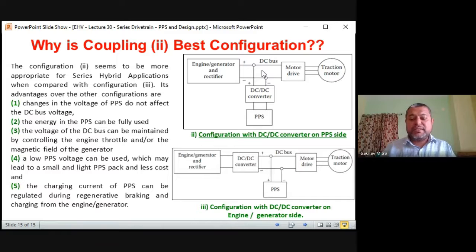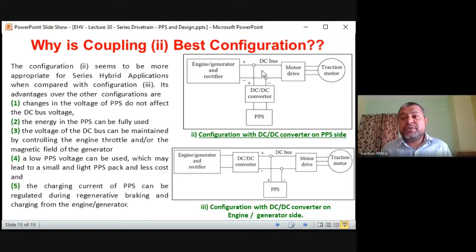So in the last four slides, the direct connection, DC to DC converter after PPS, and DC to DC converter after rectifier are all explained. You have to explain them in short, and why the DC to DC converter after the PPS is the best configuration. That is explained here. So this finishes the second part of the first module of module 5.